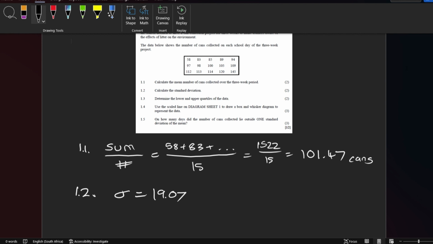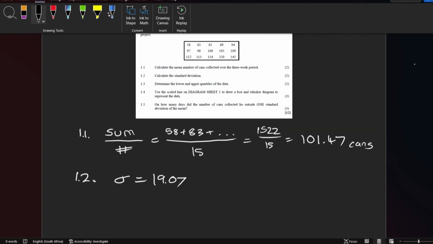2 marks. Okay. For these calculations where you are required to use your calculator, you don't necessarily have to show working out, especially for these questions on stats. If it's 2 marks for standard deviation, you write your answer, you get 2 marks.